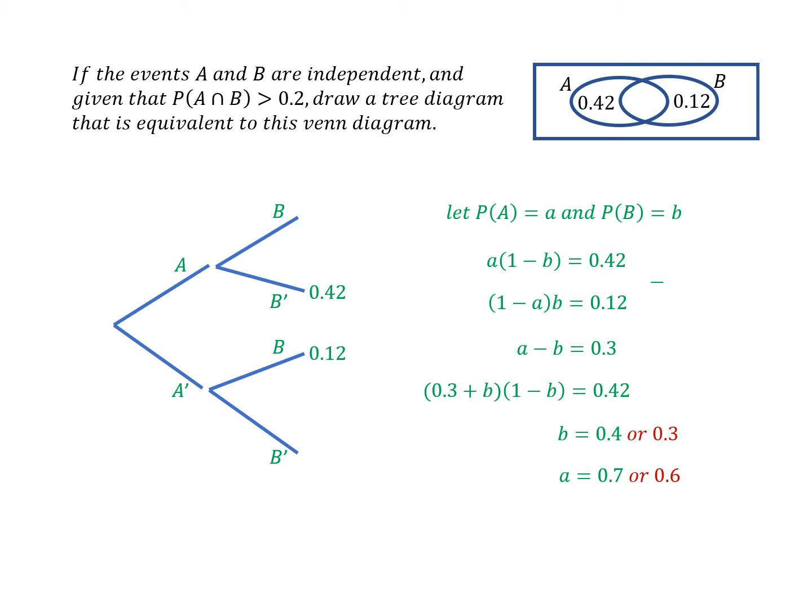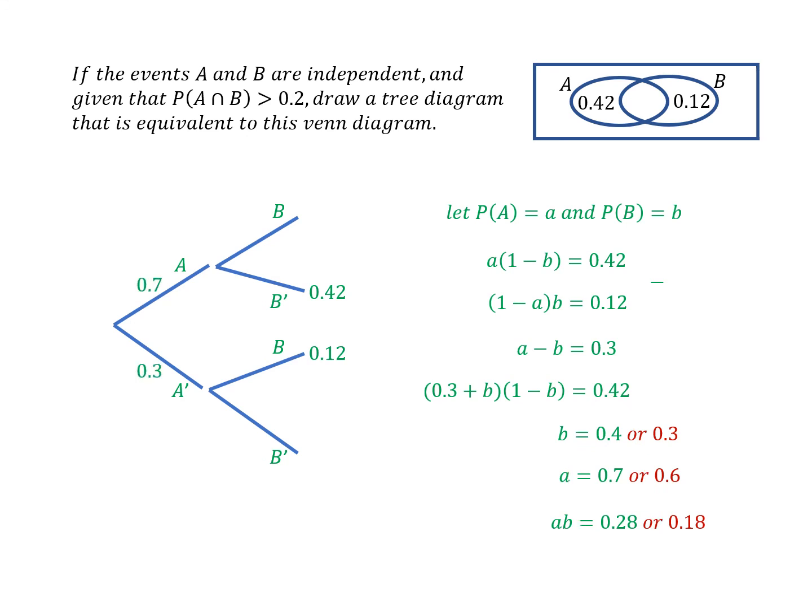Is it the two green values or the two red values? Well, we've got this little piece of information in the question here. The probability of A and B is greater than 0.2. So in the notation of a and b, that's just a times b, because A and B are independent. So that means that ab must be greater than 0.2. So ab here is either 0.28 or 0.18. So those are the values that are of interest to us.